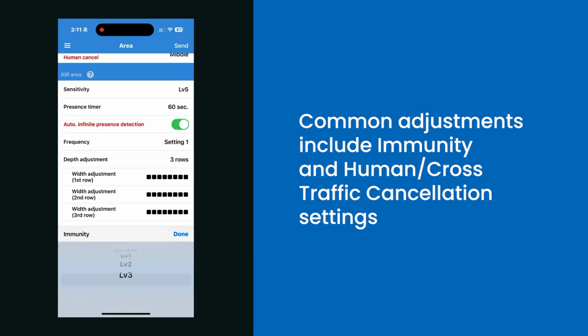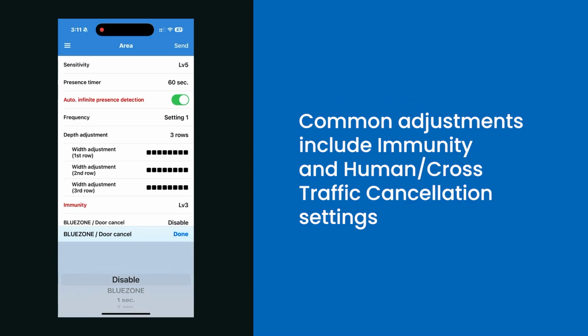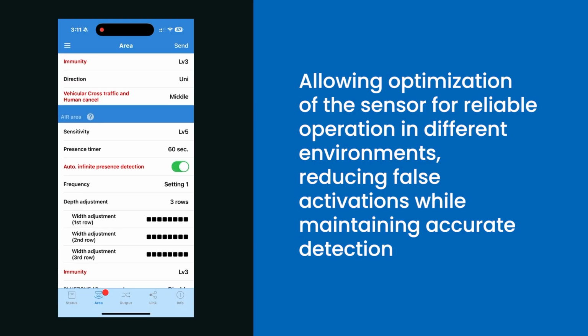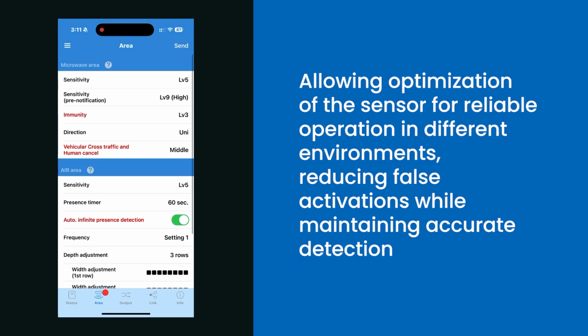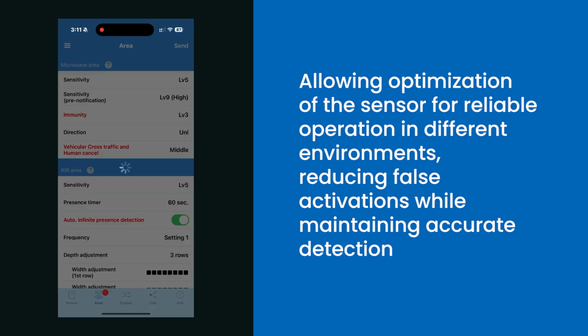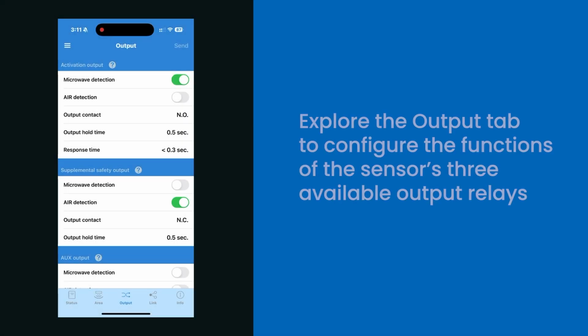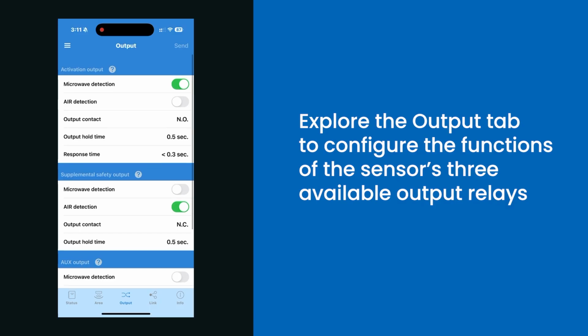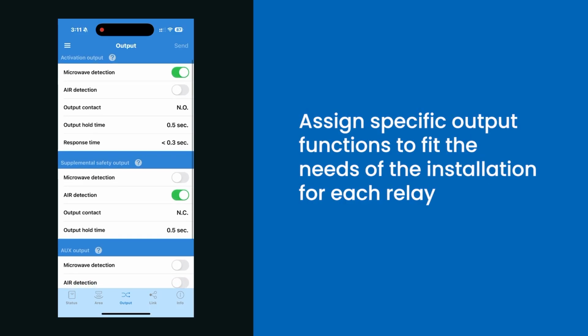Common adjustments include immunity and human or cross-traffic cancellation settings. These allow you to optimize the sensor for reliable operation in different environments, reducing false activations while maintaining accurate detection. Next, explore the Output tab to configure the functions of the sensor's 3 available output relays. For each relay, you can assign specific output functions to fit the needs of the installation.